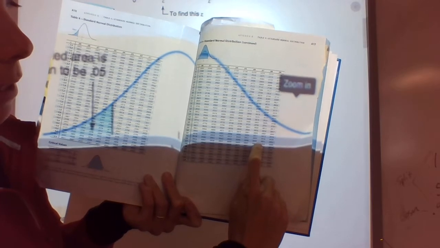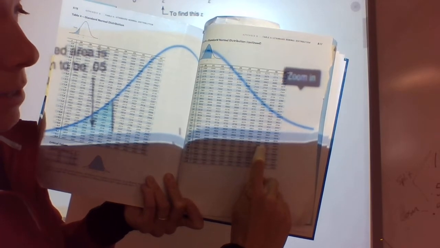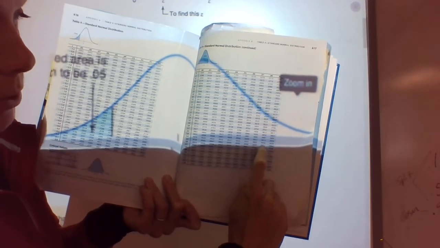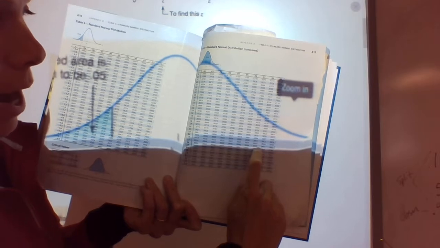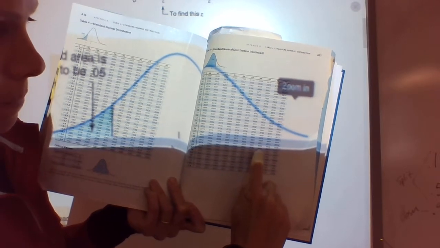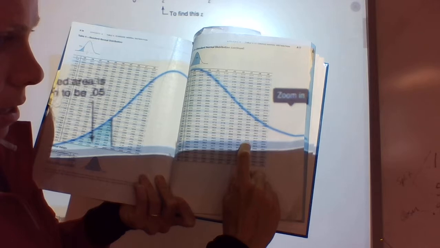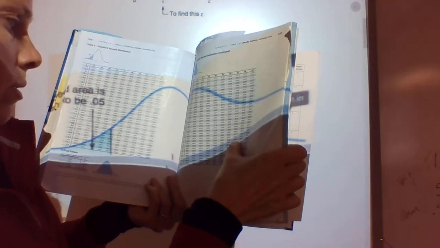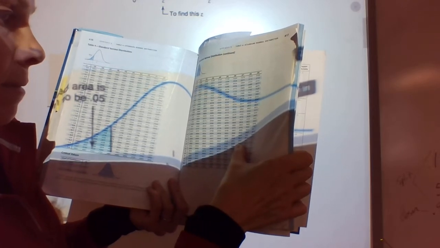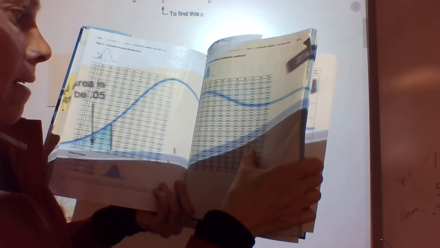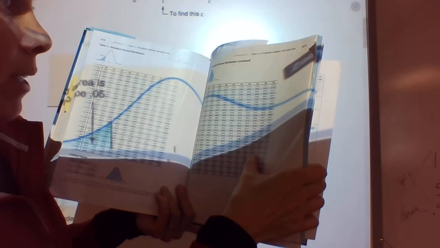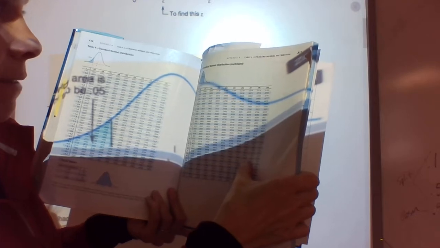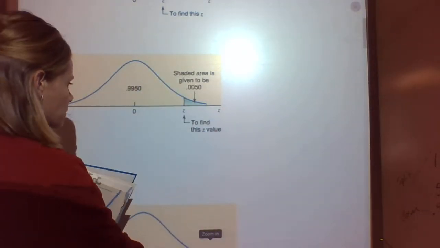When a probability lands smack dab in the middle of two z-scores, one's not closer than the other, it's right in between, I split the z-score. So I would take 2.57 and 2.58, and what number is between that? So 2.575.